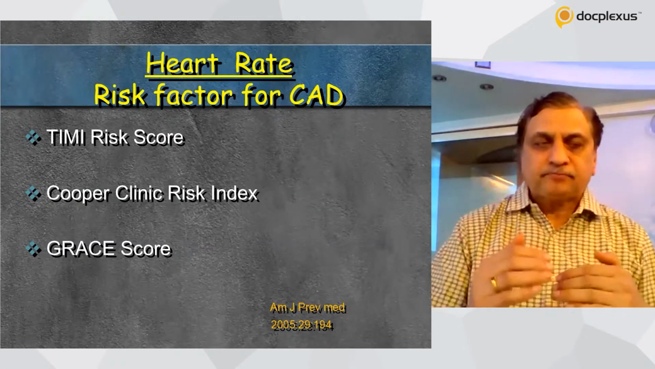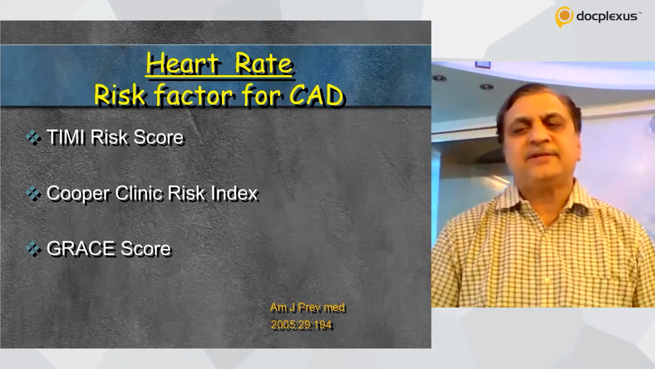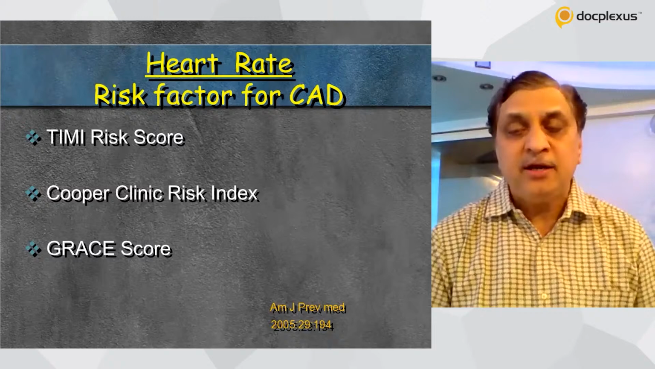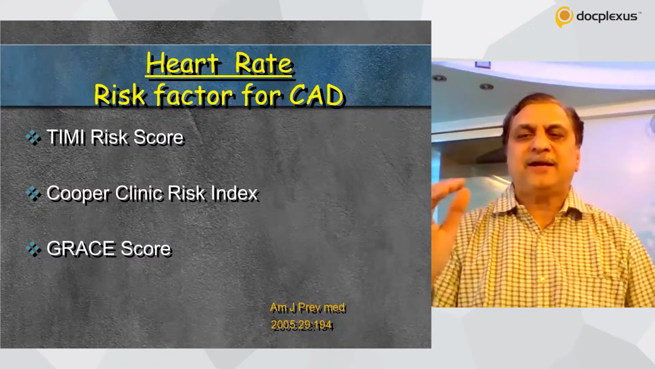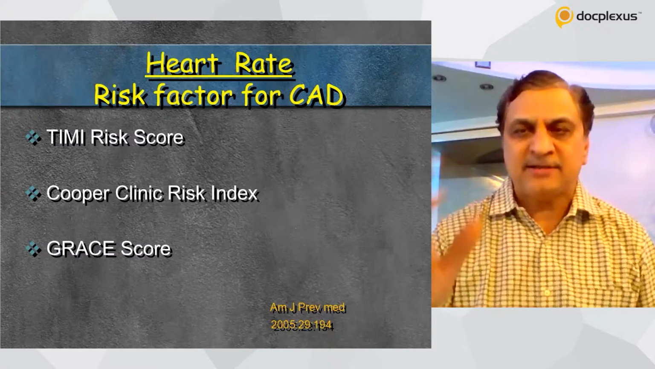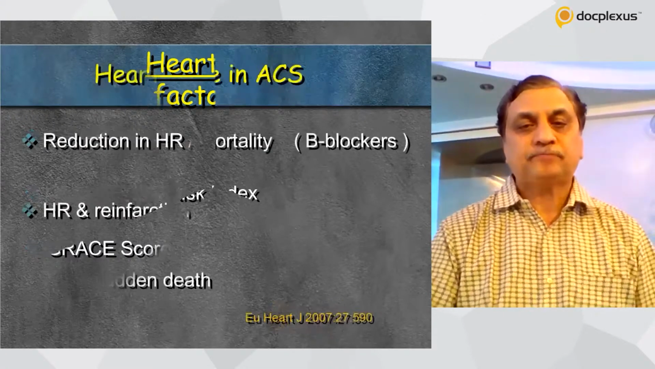That means, suppose a patient does a stress test and he starts getting ST segment changes at a rate of 130. You must see to it that the beta blockade is such that during exercise, his heart rate is kept less than 120. So that is the importance of heart rate and stress test in stable angina.